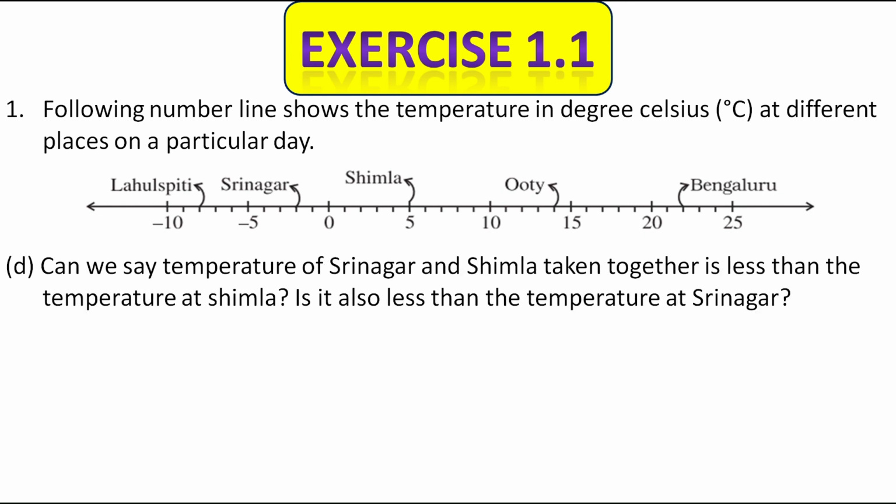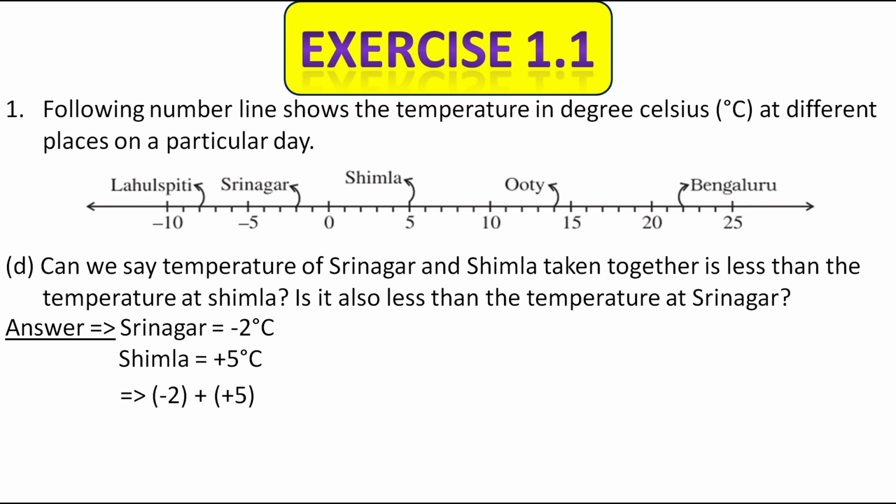Okay, now we will move to the next question, that is D1. Can we say the temperature of Srinagar and Shimla taken together is less than the temperature at Shimla? Okay, let's find out. Taken together means we have to add here. So first we will write the temperature of Srinagar, that is minus 2 degrees centigrade, and the temperature of Shimla is plus 5 degrees centigrade. Now as they have said taken together, we will add these temperatures. Whenever we add any two numbers, we can take any number first, there is no issue. So we will add them.